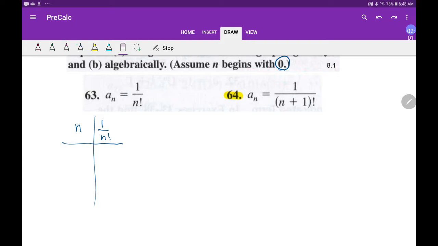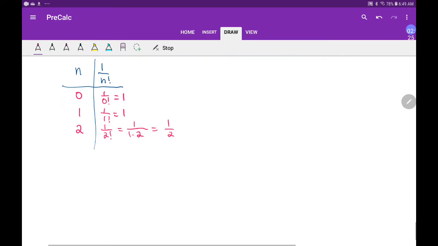So let's go ahead. We have 0, so that's 1 over 0 factorial, and that's 1. And then we have 1, and that's 1 over 1 factorial, and that's 1. And then we have 2, and that's 1 over 2 factorial, and that's equal to 1 over 1 times 2, which is 1/2. And then, let's see, 3, we have 1 over 3 factorial, which is equal to 1 over 1 times 2 times 3, which is 1 over 6.